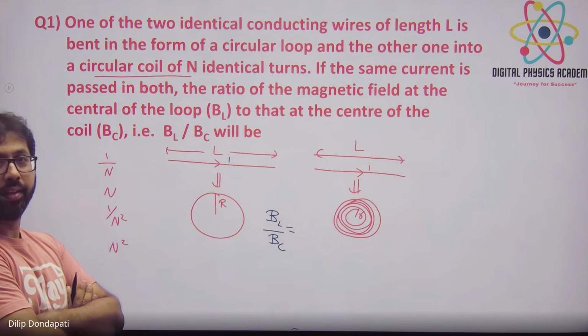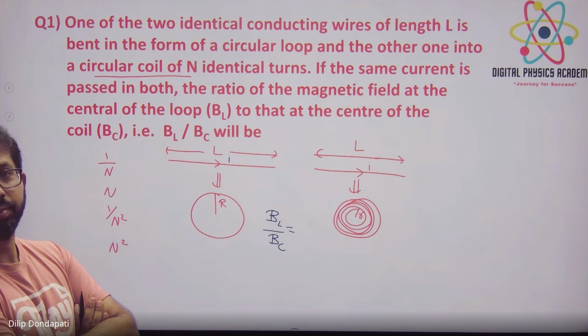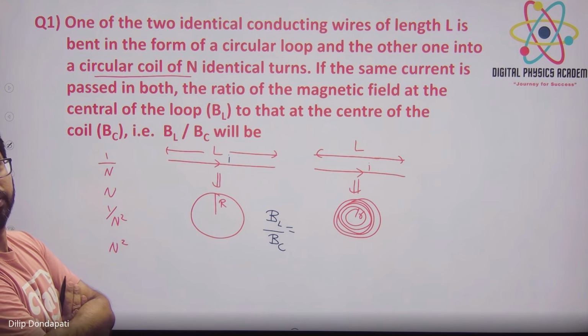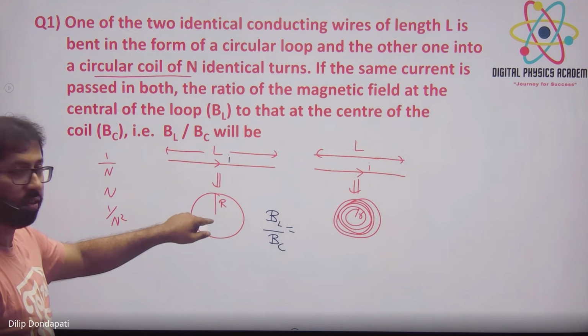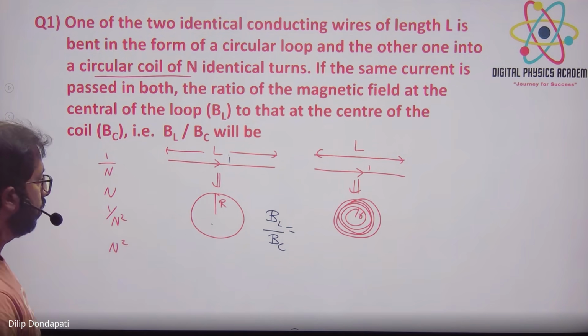Okay, देखेंगे. So the question is right. You know the formula for the center of the loop, right? Yes, sir. So I got n square, but I don't know if it's 1 by n square or n square. So I'm checking it again.